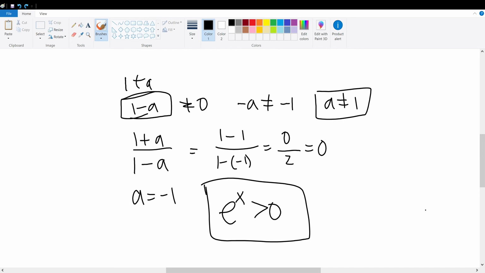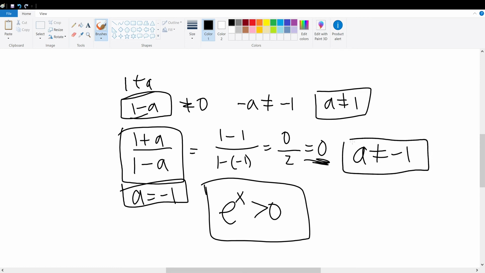And why is it always greater than 0? The reason is that any positive number raised to a power is positive, such as pi. Pi to the second power will be greater than 0. 2 to the second power will be greater than 0. 1.5537 to the power of 16 will be greater than 0. So e to the x will always be greater than 0, and e to the x will never be equal to 0. So when a is equal to negative 1, (1 plus a) divided by (1 minus a) will be equal to 0. So a cannot be equal to negative 1 either.